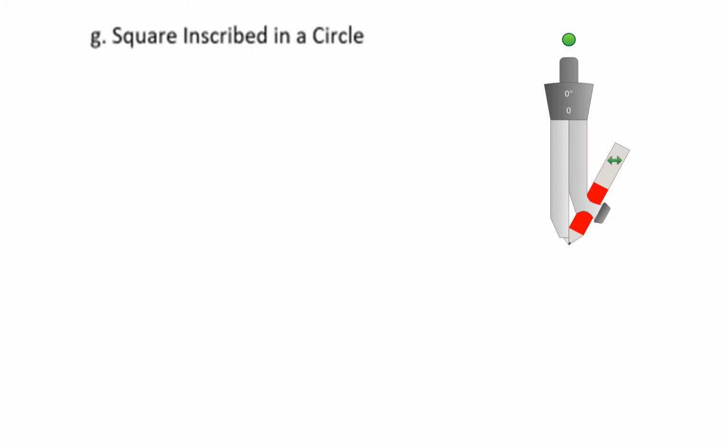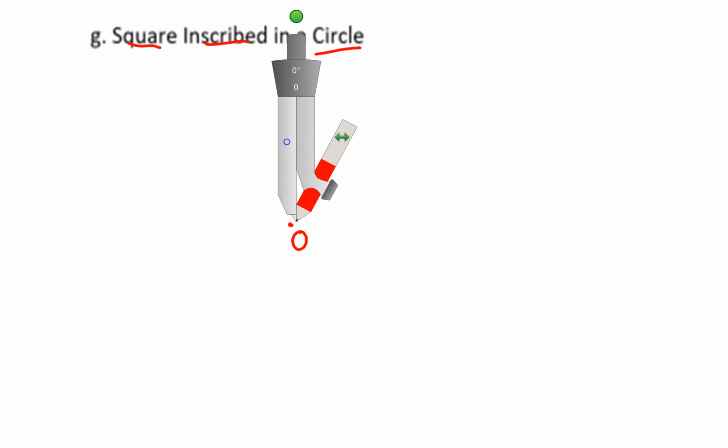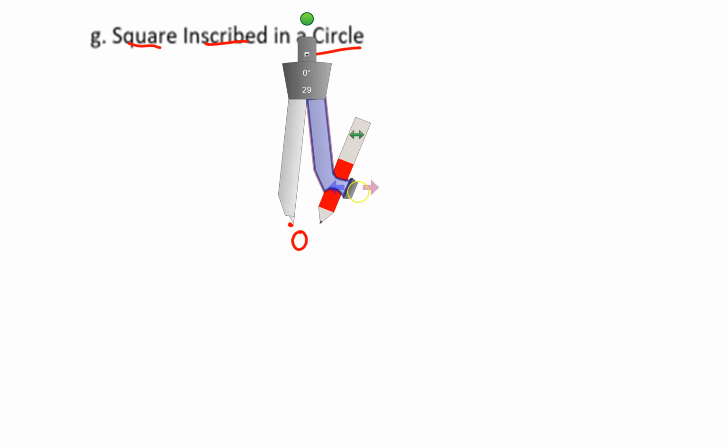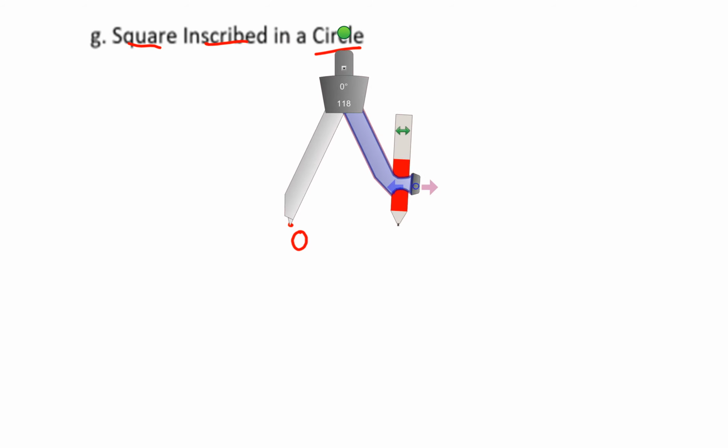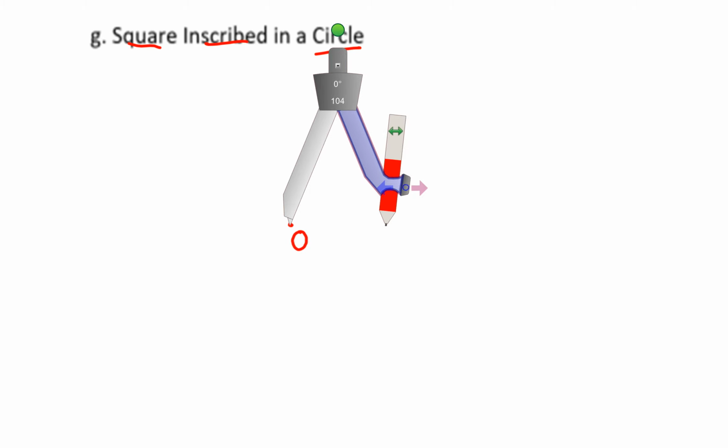Okay, our next construction is a square inscribed in a circle. To do this, the first step you need to do is make a point for the center of your circle. You can call that point O. Then put your compass center on that point, and you can make a circle however large that you want it.